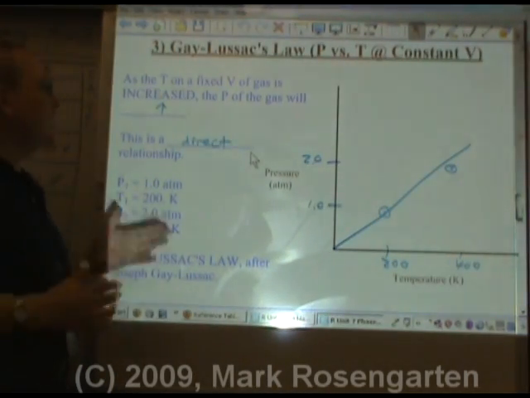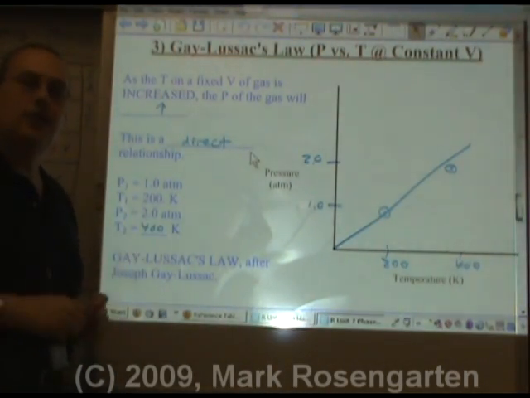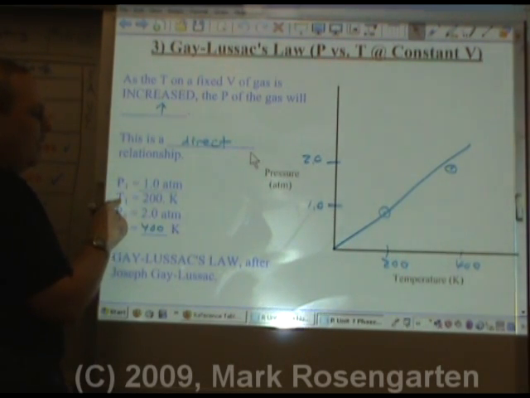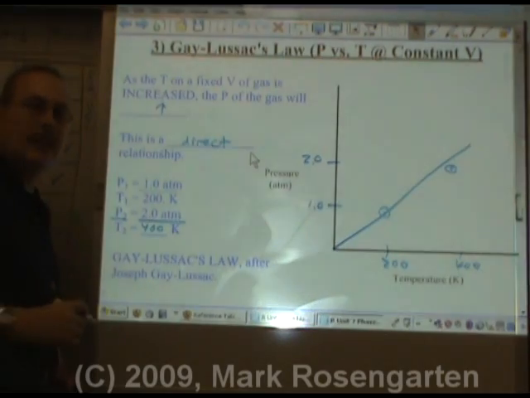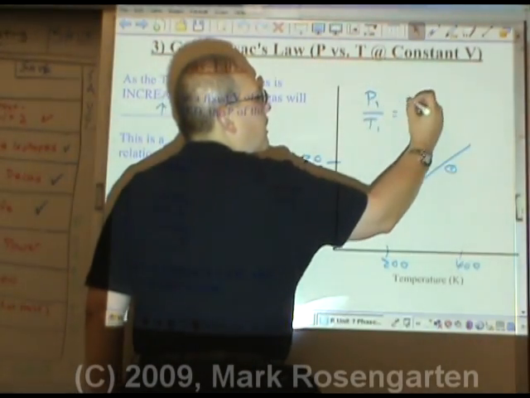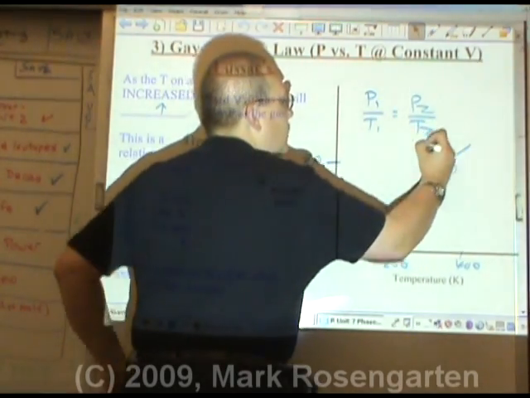Now, because this is a direct relationship, the equation is going to be very much the same as Charles' law, the other direct relationship. If you take pressure divided by temperature, P1 divided by T1, and then P2 divided by T2, you're going to come up with the same value. 1 over 200 and 2 over 400 come out to the same thing. So the equation is P1 over T1 equals P2 over T2.